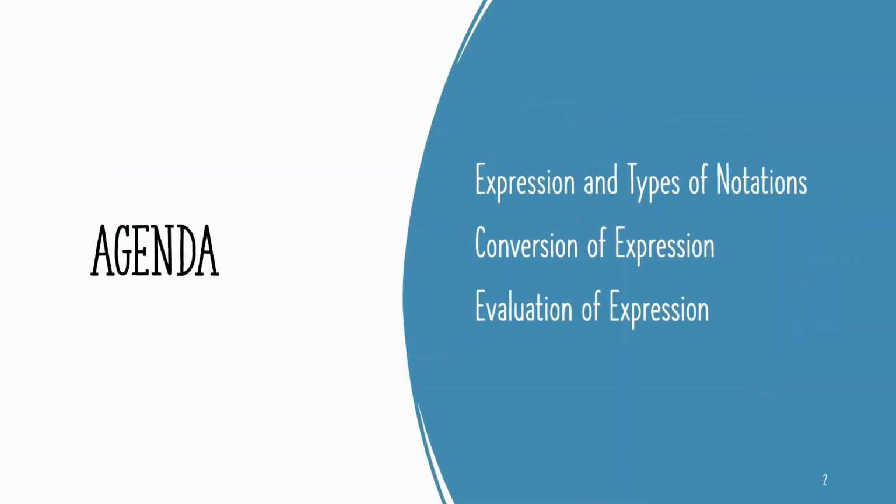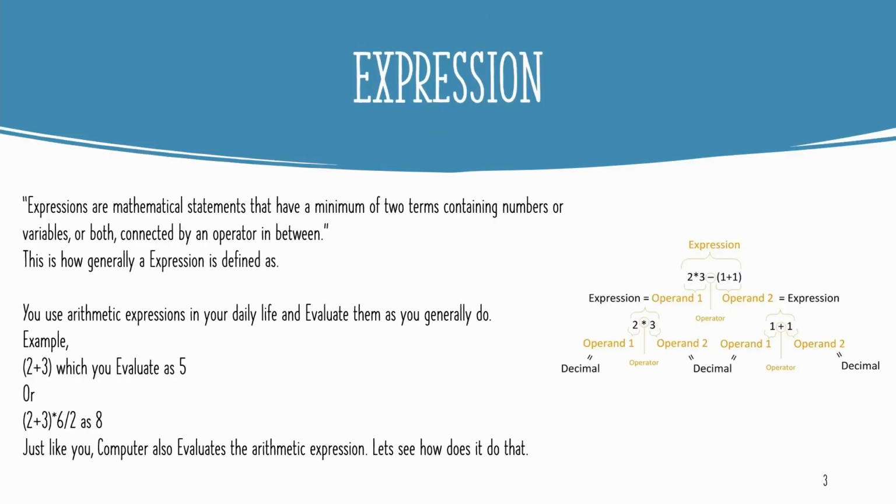In this video, we'll be talking about expressions and types of notations, the conversions of expressions, and evaluation of expressions. So, what is an expression? In mathematical definition, expressions are mathematical statements that have a minimum of two terms containing numbers or variables or both connected by an operator in between. This is how an expression is generally defined.